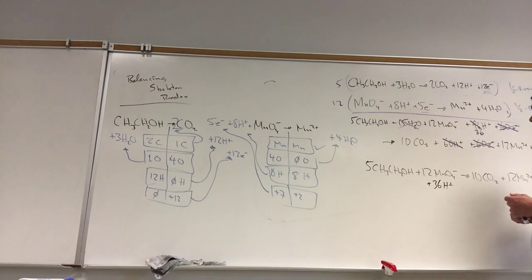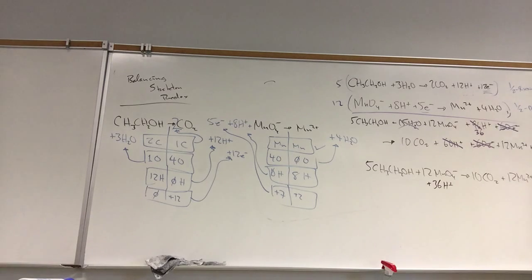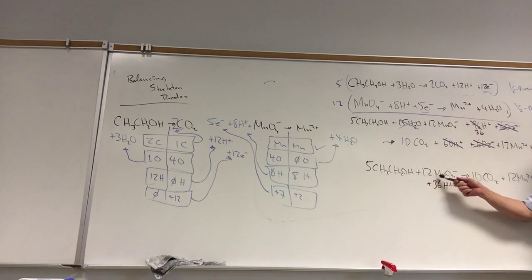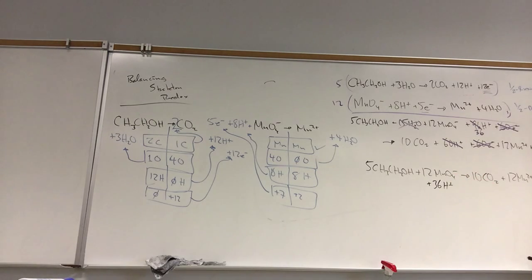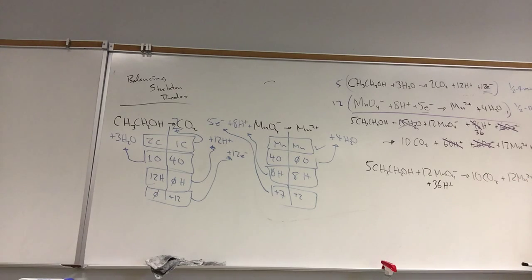36 H pluses. So 5 times 6 is 30. 30 plus 36 is 66. 66 hydrogens, 66 hydrogens. That works. How many oxygens? That's 5 plus 12 times 4 is 48. 48 and 5 is 53. This is 20. 20 and 33 is 53. So oxygens are balanced. 12 manganese, 12 manganese. So the atoms are balanced. The atoms must be balanced, along with what else must be balanced?